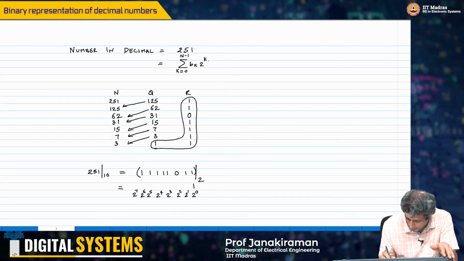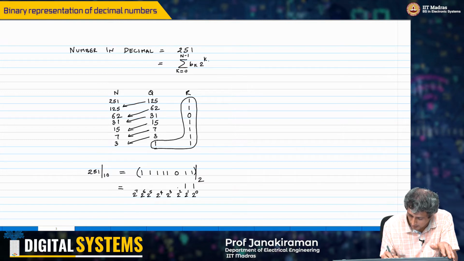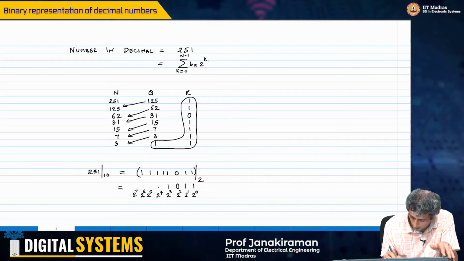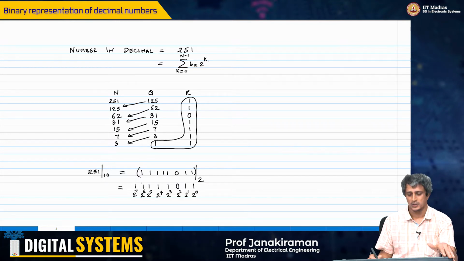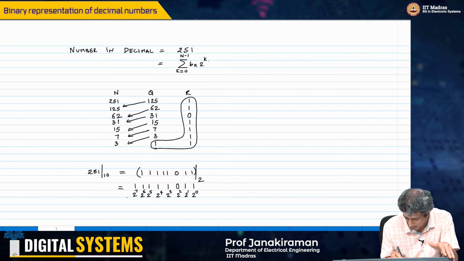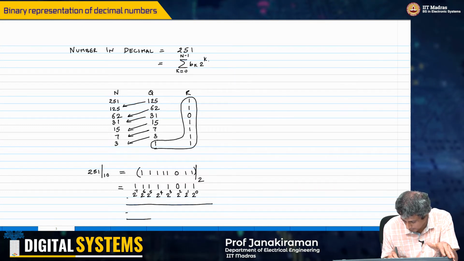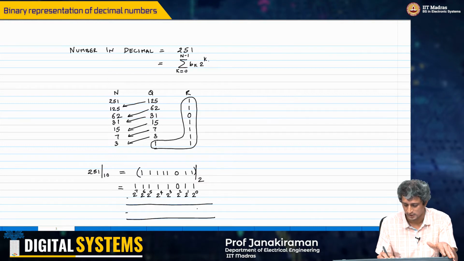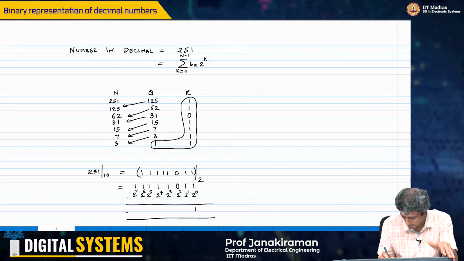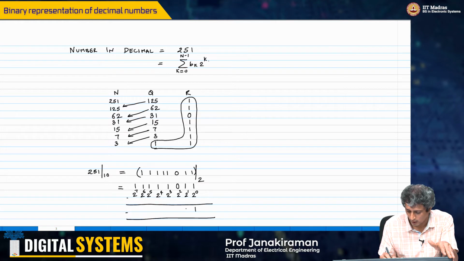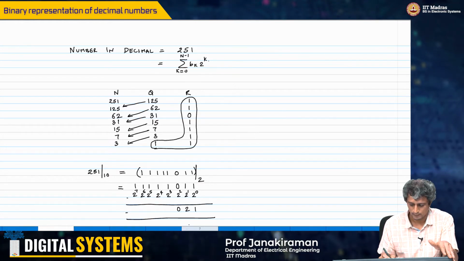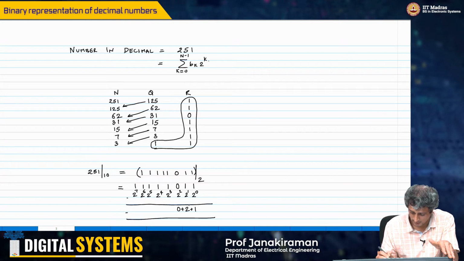So, I have the answer 1, 1, 0, 1, 1, 1, 1, 1. I am now going to do the weighted addition and check the answer. I am first going to do only the weighted multiplication. 2 power 0 into 1 is 1, 2 power 1 into 1 is 2, 2 power 2 into 0 is 0. I am going to add all this now.